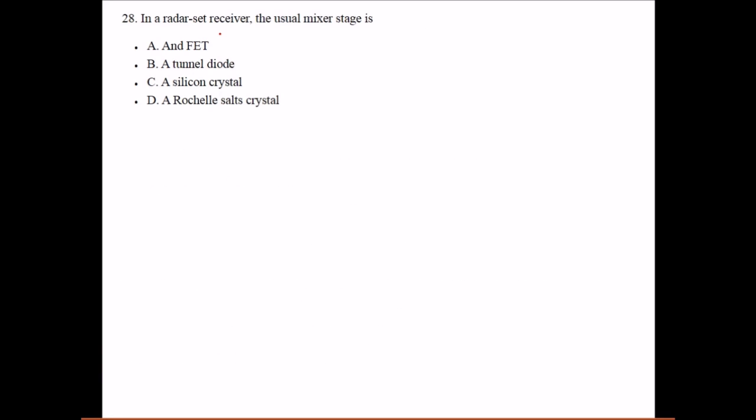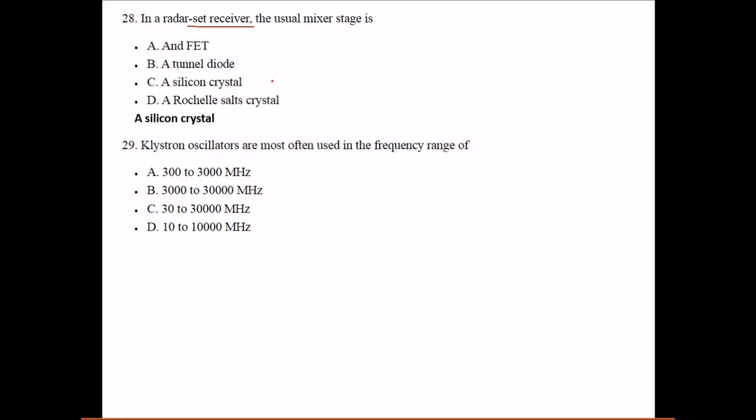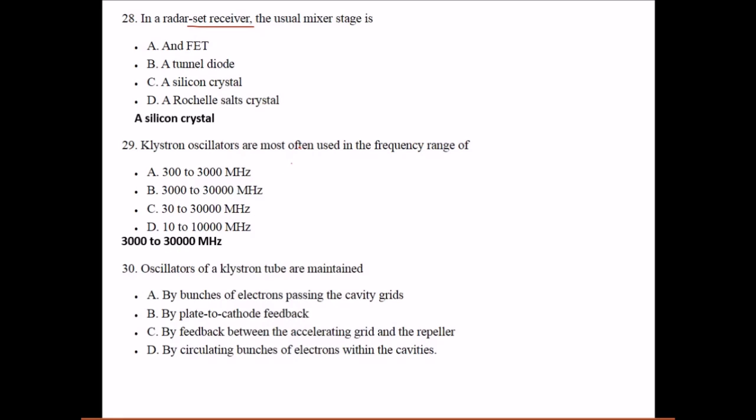So, in a radar set receiver, the usual mixer stage is a silicon crystal. Klystron oscillators are most often used in the frequency range of 300 to 30,000 MHz. Oscillations of a klystron tube are maintained by bunches of electrons passing the cavity grid.